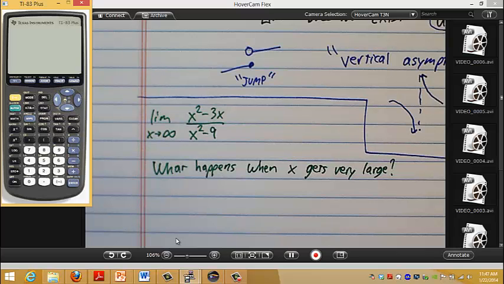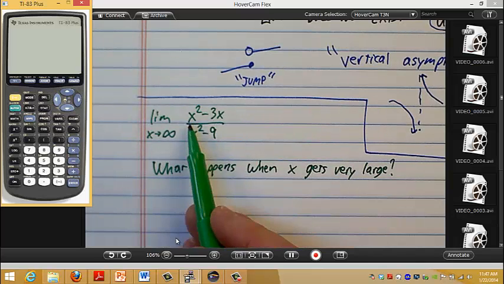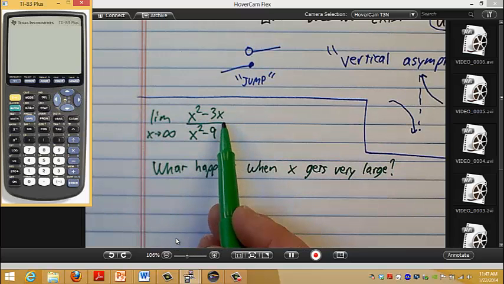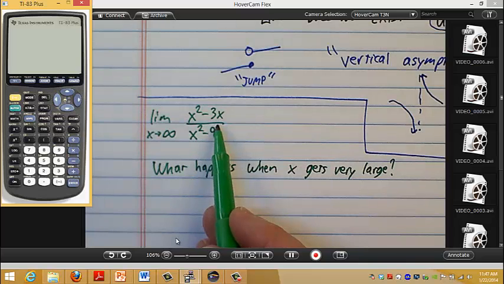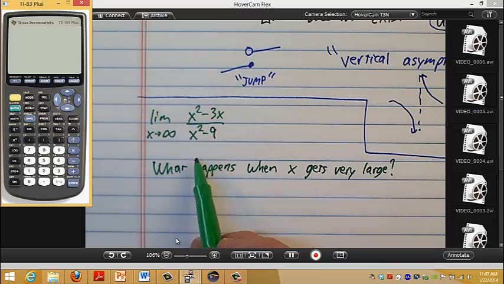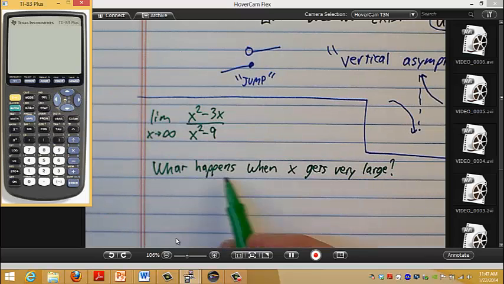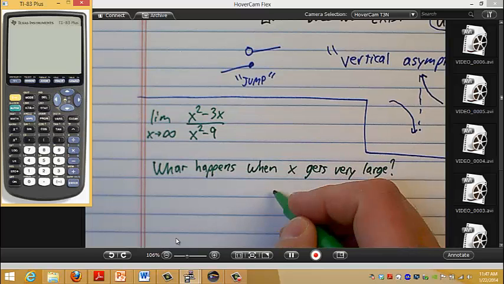Then we'd have a million minus 9. You know what that is? Pretty darn close to a million, right? And even the numerator, a million minus 3,000, that's pretty close to a million. Are you with me? You basically have a million over a million. What's a million over a million? You're pretty close to 1. What happens when x gets very large?